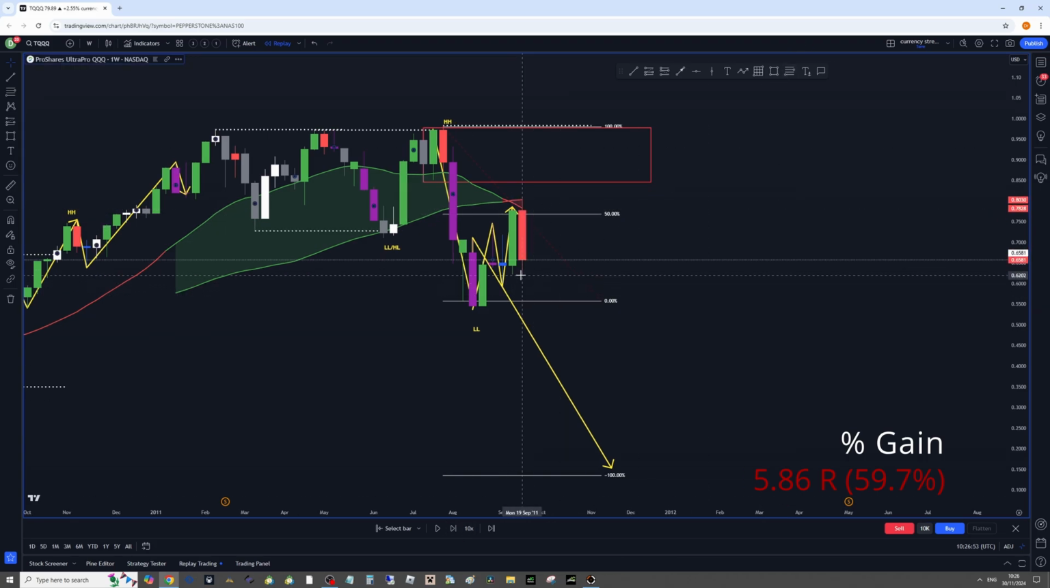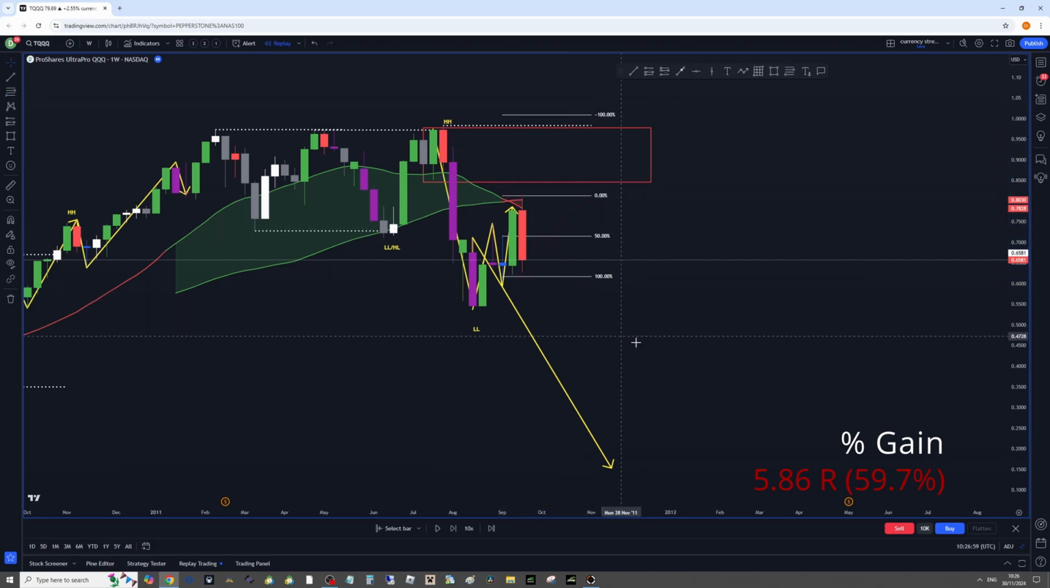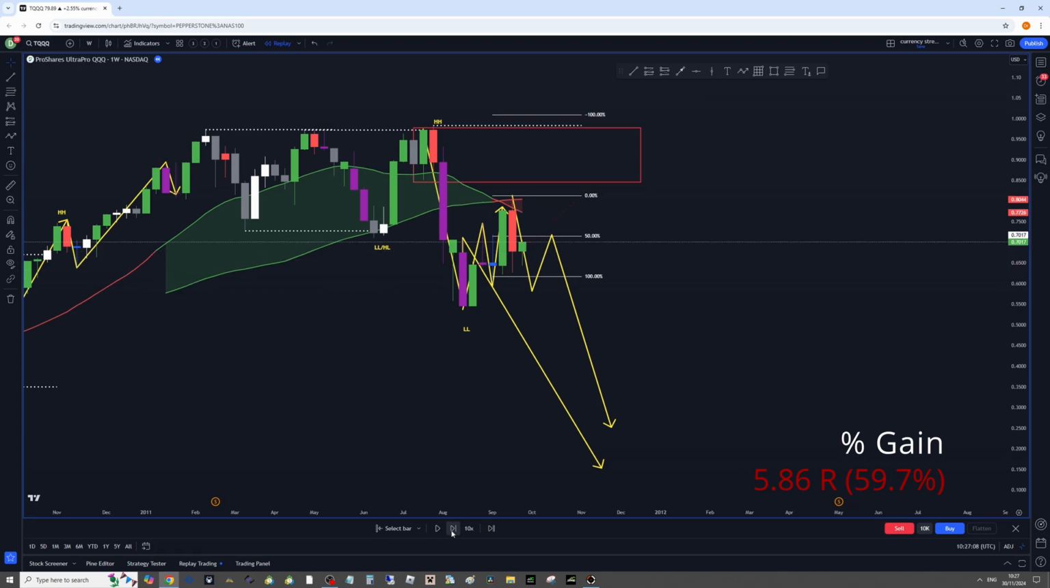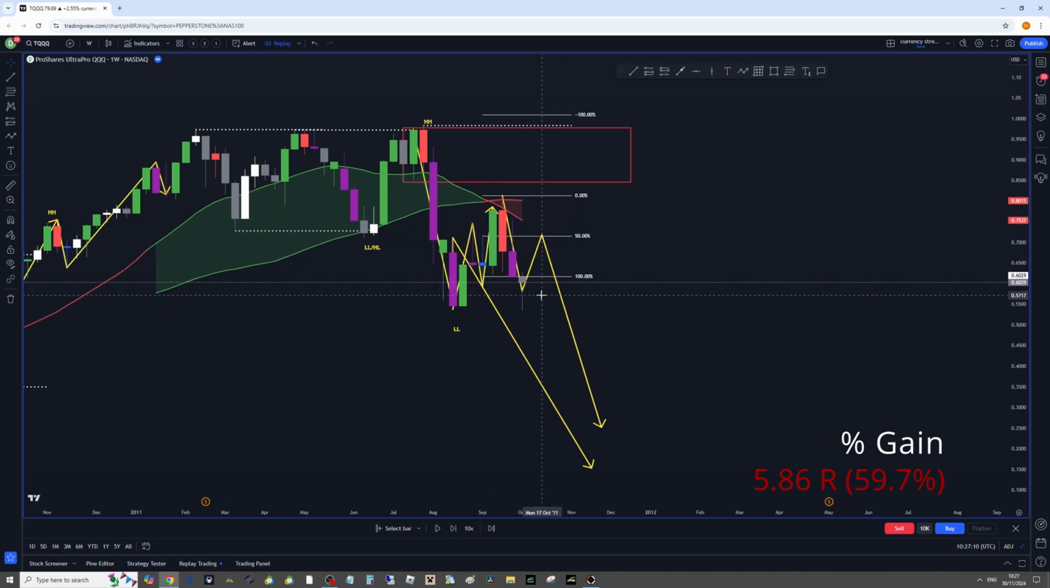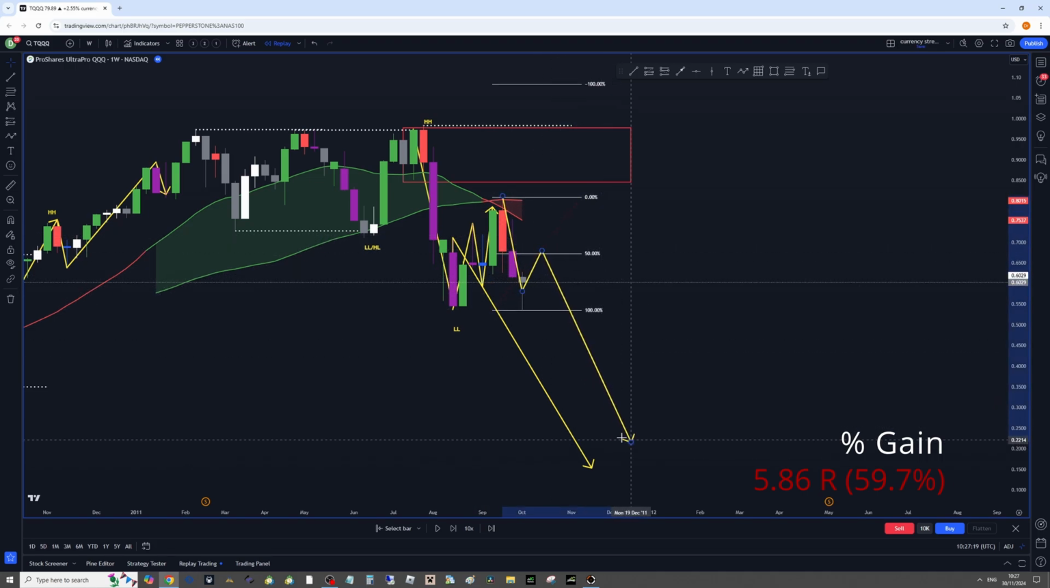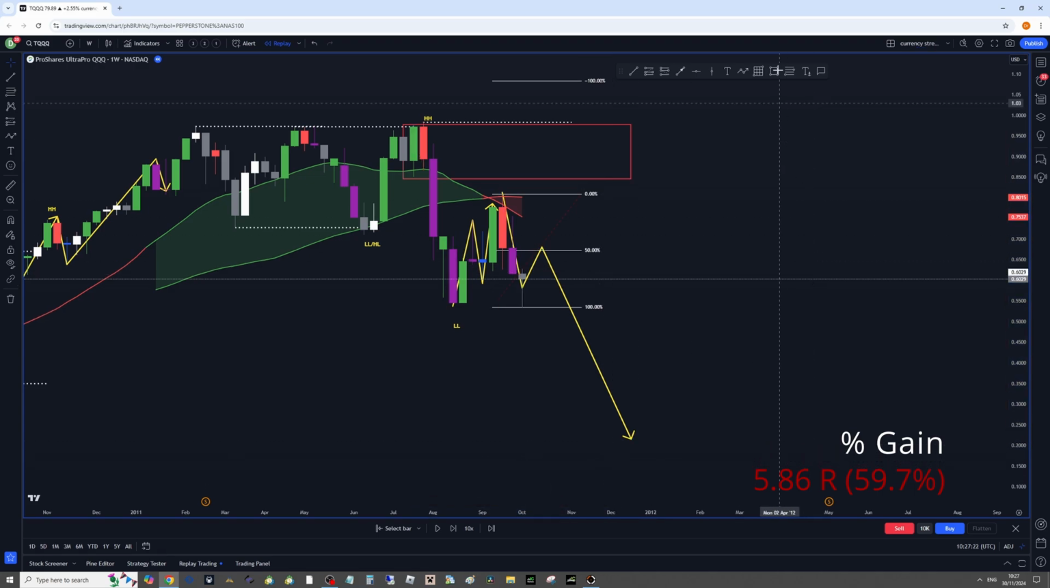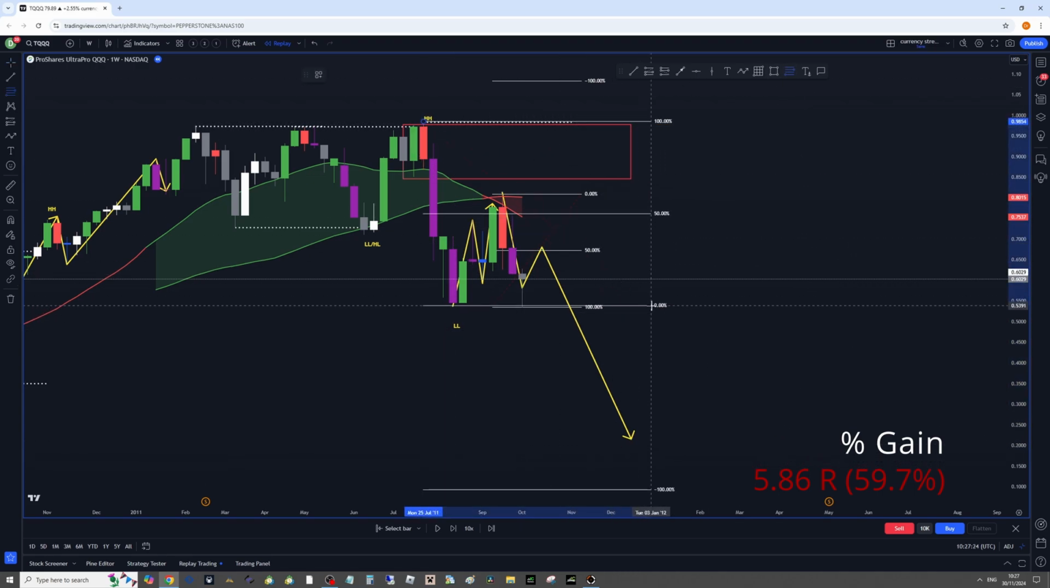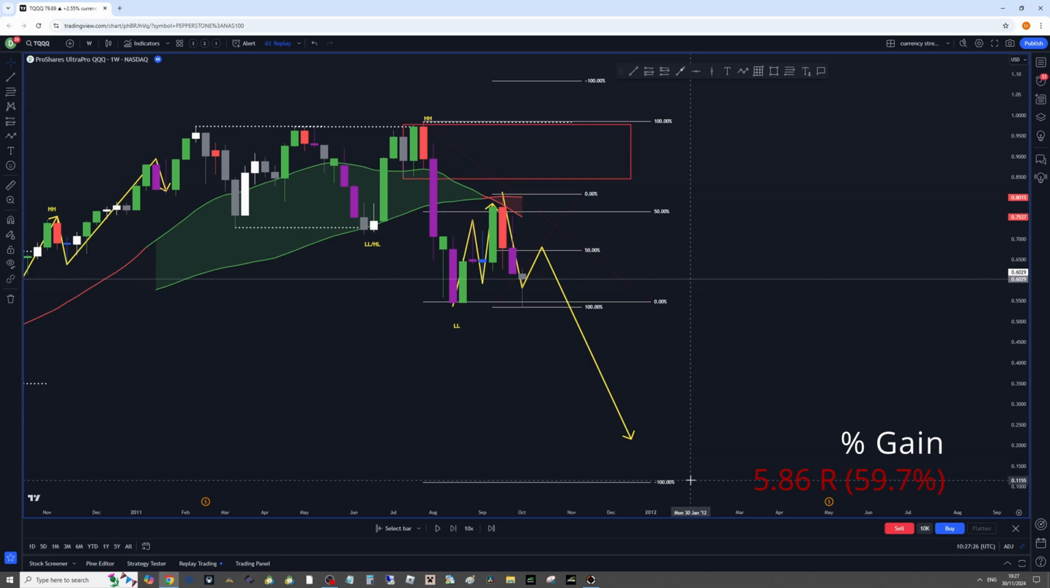So this is a 50% pullback of this leg from here to here. So 50% pullback from this leg to this leg. If we close below this, pull back 50%, the bearish trend continues. Okay, so we've closed below. We're expecting a 50% pullback from here to here. Okay, and then continuation of the trend. Let's just bear in mind our target. Our target is around here.